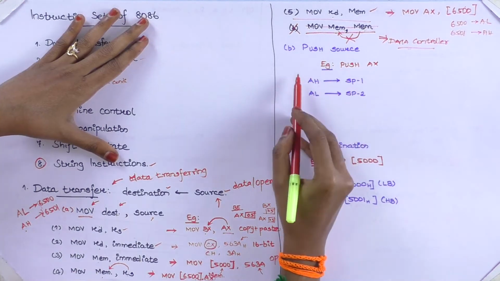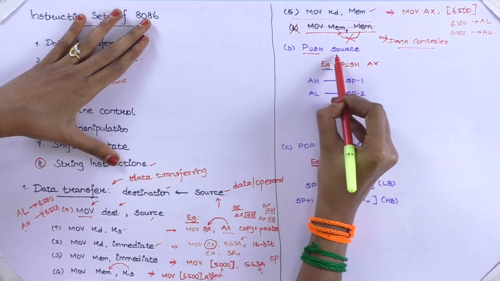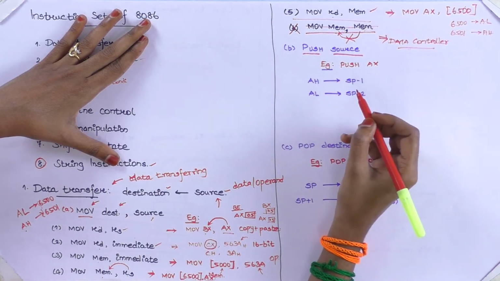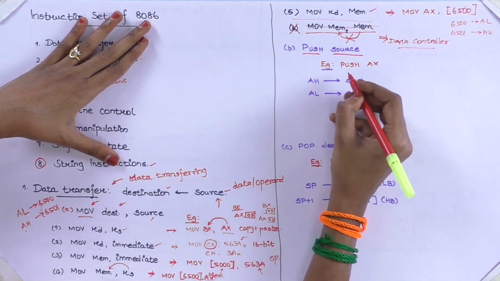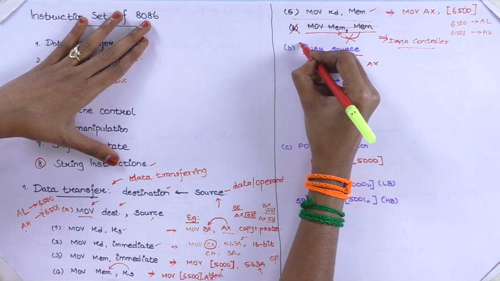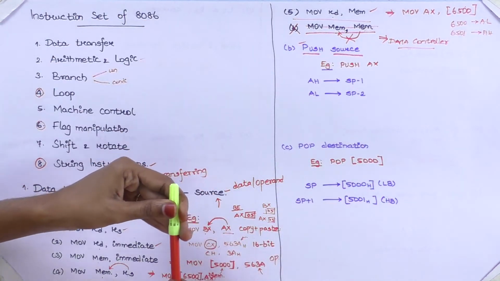Fine. The next instruction that we can see is push source. Which means if you want to store a value into a stack, you are supposed to use push operation. If you want to perform any operation in the stack memory, you are supposed to use 2 instructions. One is push, another one is pop. If you want to store a value in the stack, you use push. If you want to take a value out from the stack, you use pop.